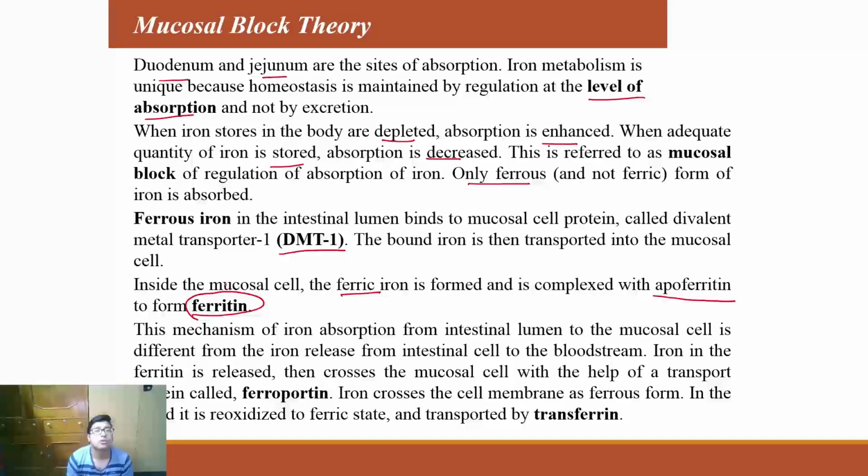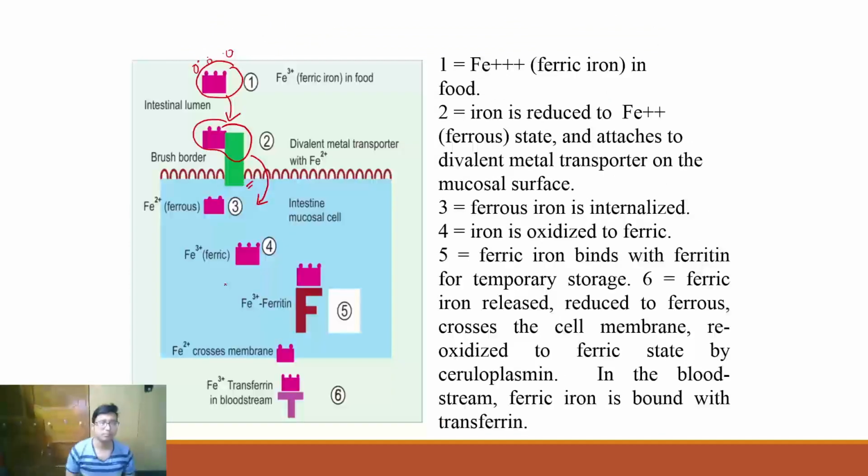See, over here you can see the ferrous form is again converted to ferric form. This ferric form now binds with apoferritin, and a complex of ferritin and the ferric form of iron is formed. So this is the storage form. Clear?